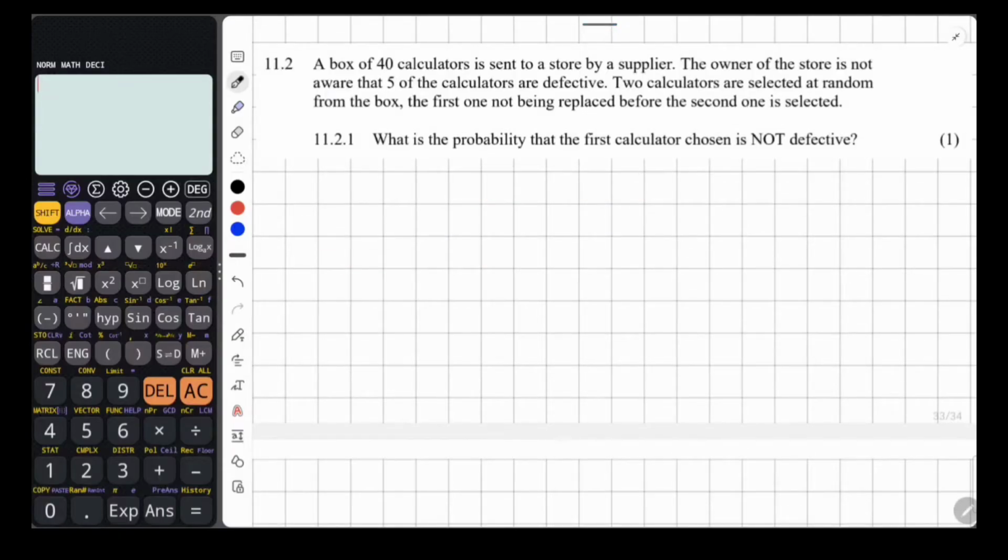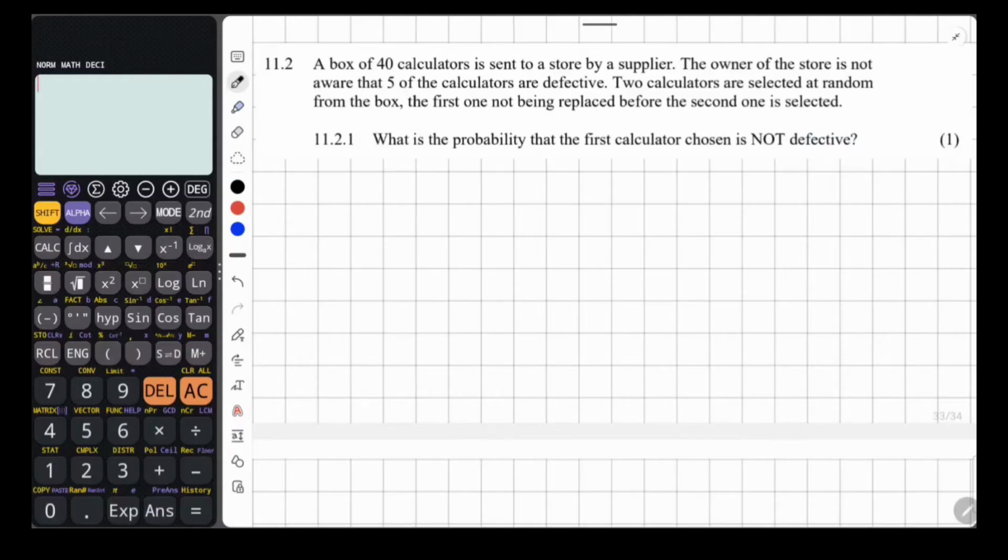Okay, so 11.2 says, a box of 40 calculators is sent to a store by a supplier. The owner of the store is not aware that 5 of the calculators are defective. Then 2 calculators are selected at random from the box, the first one not being replaced before the second one is selected. So 11.2.1, they say, what is the probability that the first calculator chosen is not defective?